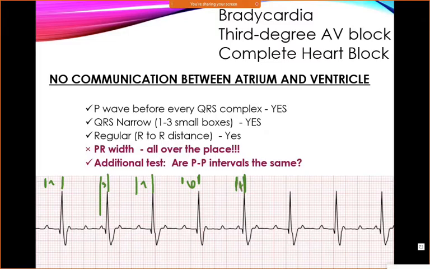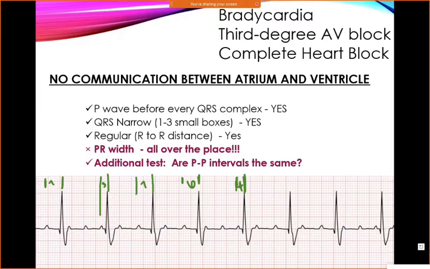So we don't have a consistent PR interval. We don't have a prolonging PR interval. We've got PR intervals that are all over the place. Our PR width doesn't match any criteria. We have no consistently long PR interval. If they were all 7, we would have first degree block. If it was 3, then 4, then 5, then 6, and then a drop, it would be second degree type 1. If we just had 3, 3, 3, and then a drop, we would be second degree type 2. Here it doesn't match any pattern.